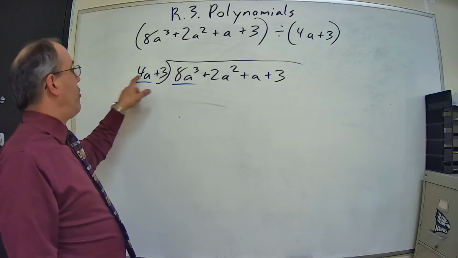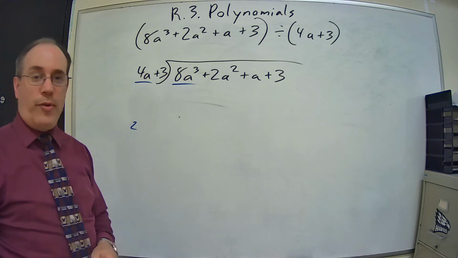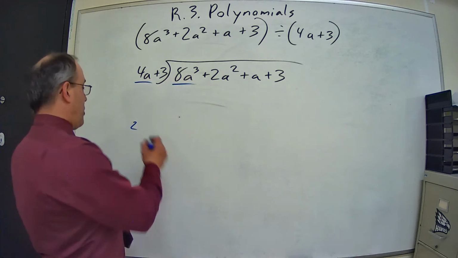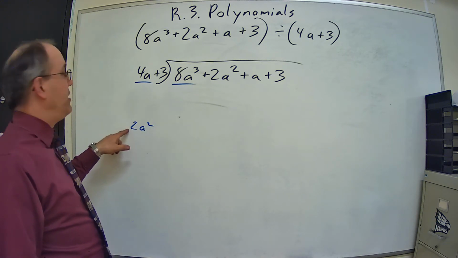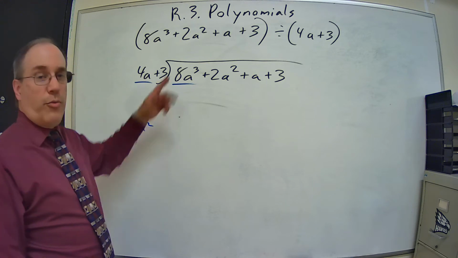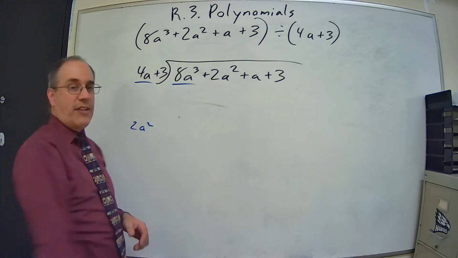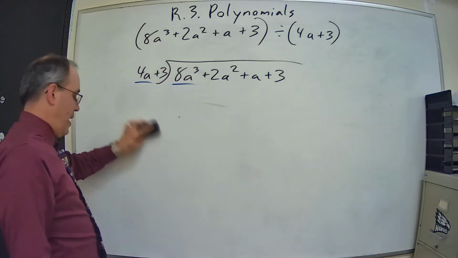Well, to turn a 4 into an 8, we need to multiply by 2. To turn an a into a cubed, we need to multiply by a squared, right? So 4 times 2 is 8. A times a squared is a cubed. So we're looking at, what do we need to multiply this term by to get that term? So we come out with this 2a squared.